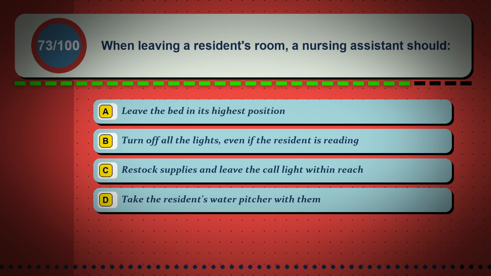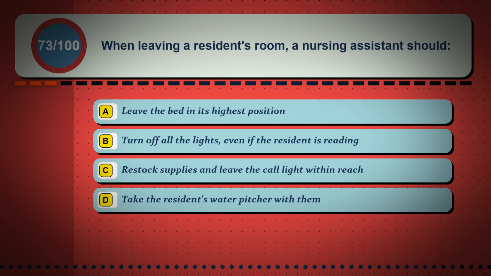Question 73. When leaving a resident's room, a nursing assistant should: Option A. Leave the bed in its highest position. Option B. Turn off all the lights, even if the resident is reading. Option C. Restock supplies and leave the call light within reach. Option D. Take the resident's water pitcher with them.